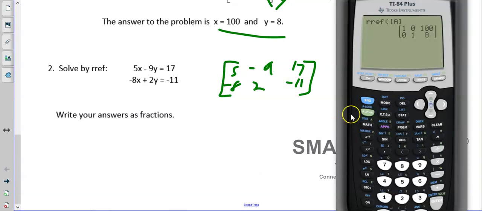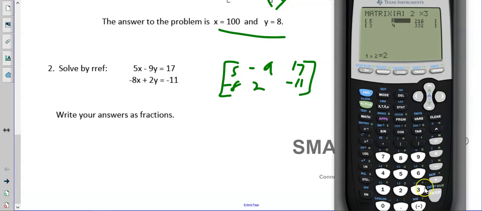So watch. We go into second matrix. We go over to edit. It already says 2 by 3, so I'm just going to hit enter, enter. And I'm going to put 5, enter. Remember, use this little negative key down here, not the minus key. Use this negative, 9, enter.